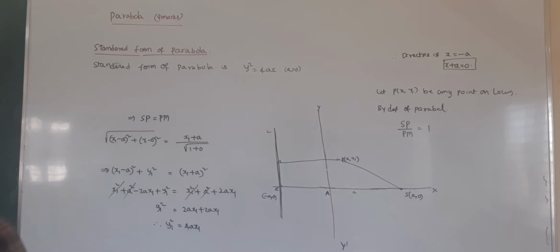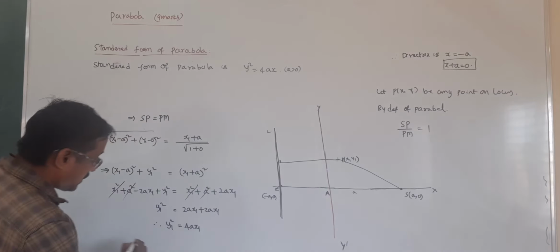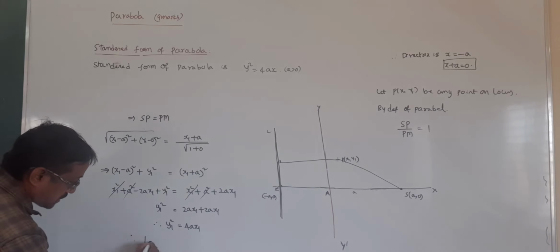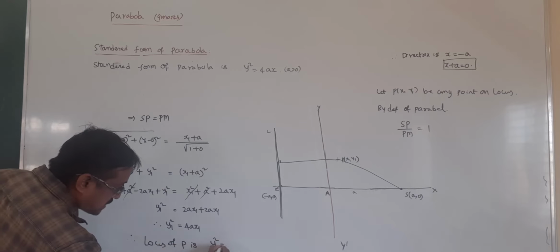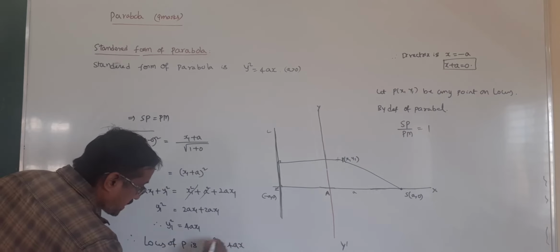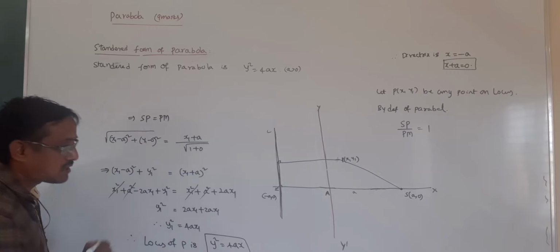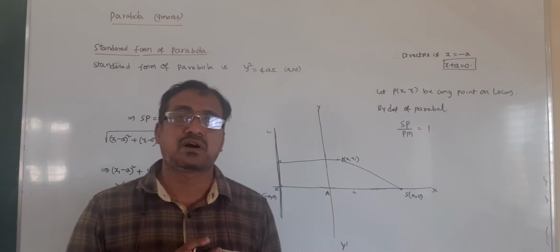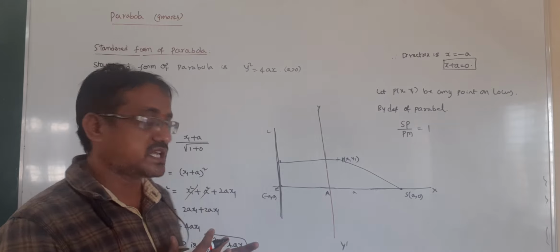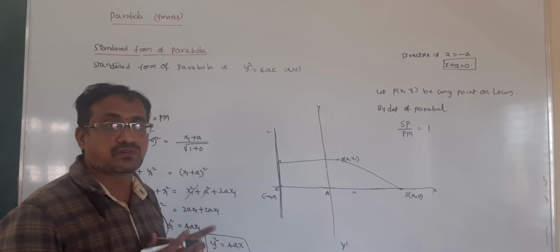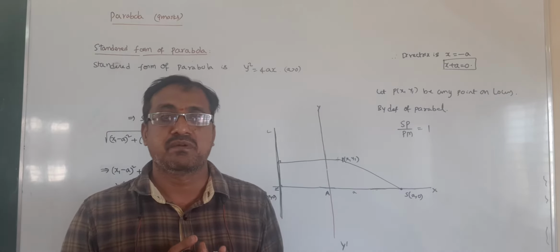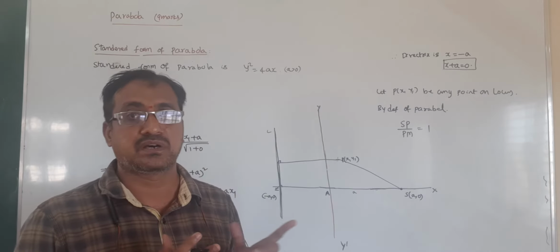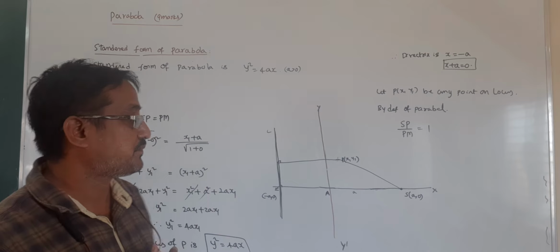Now this is the locus of the point P(x1, y1). Therefore the locus of P is y square is equal to 4ax. So this equation is called the standard form of parabola. This equation y square is equal to 4ax is called the standard form of parabola. Very important concept for the exam also.